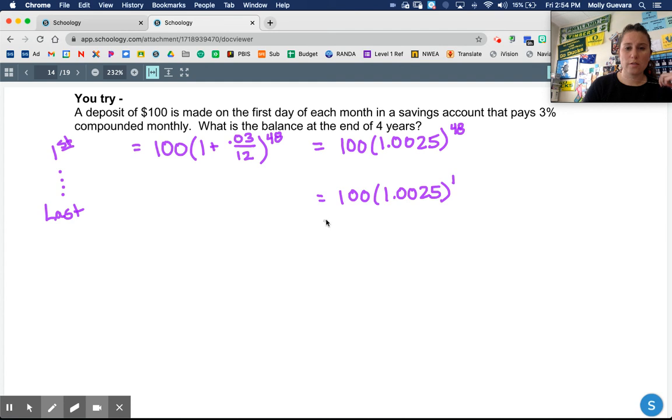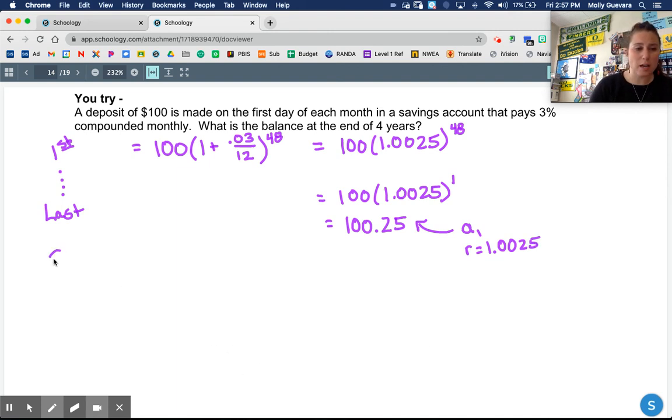Okay, so let's figure out what that is. If you haven't already paused it and done it yourself, do it, and then we'll go over it. Okay, so we should have gotten that in the last month, you're only going to earn, again, 25 cents. So this is my first term, okay? And then my R is going to be that 1.0025.